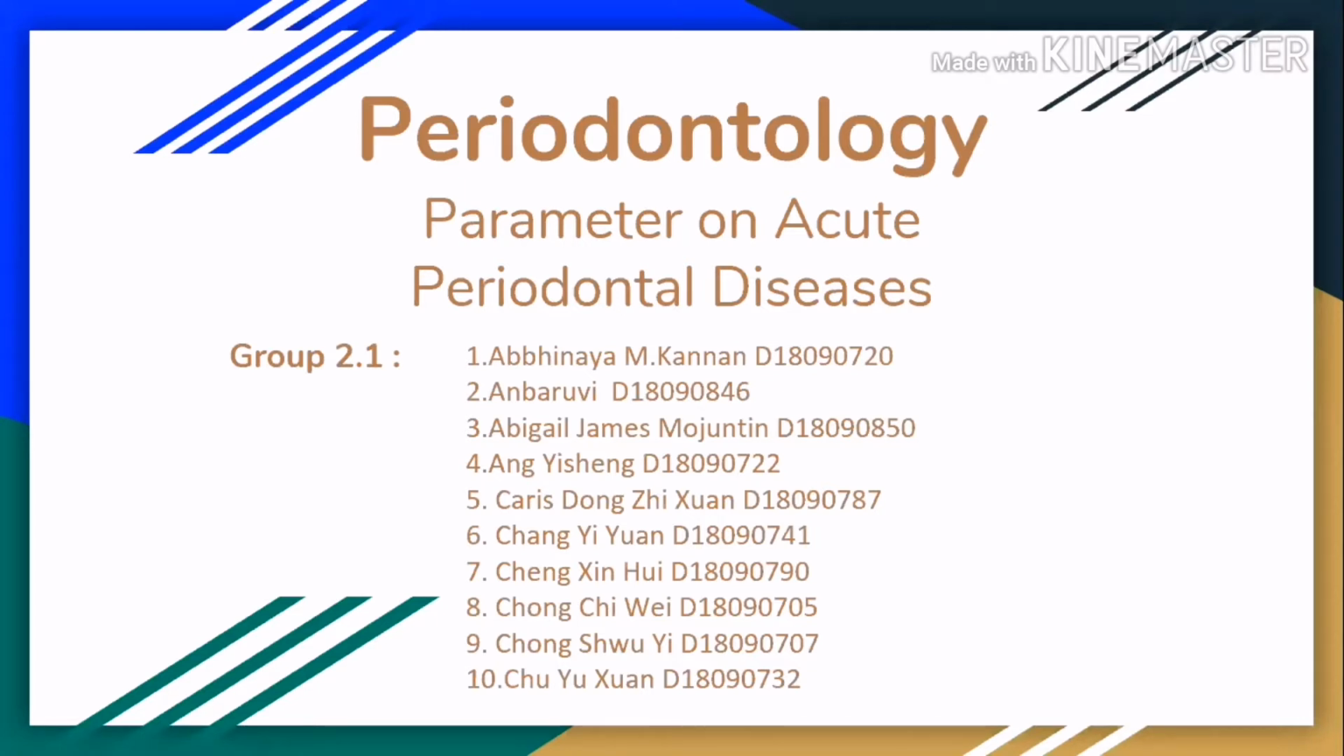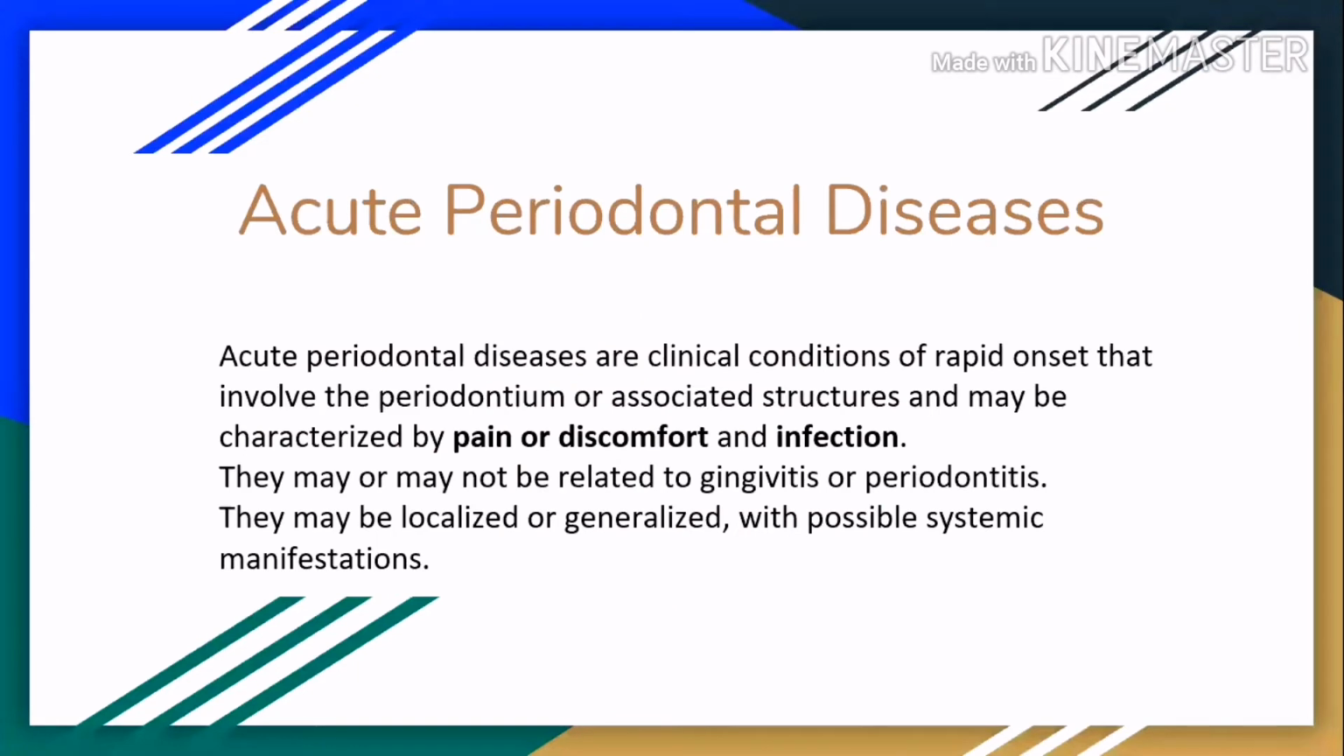I'm from Group 2.1. Today, my group and I are going to talk about the parameters on acute periodontal diseases. My group members include Abinaya, Anba, Abigail, Ang Yisheng, Carrie Stong, Chang Yiyuan, Cheng Xinghui, Chong Chi-wei, and also Chong Shu-yi. So, what are acute periodontal diseases?